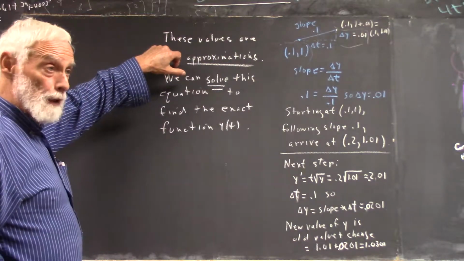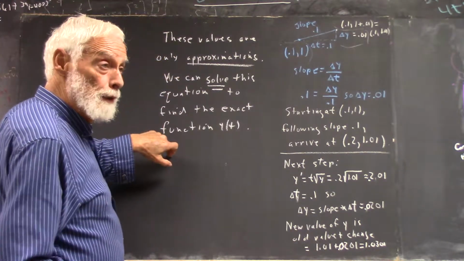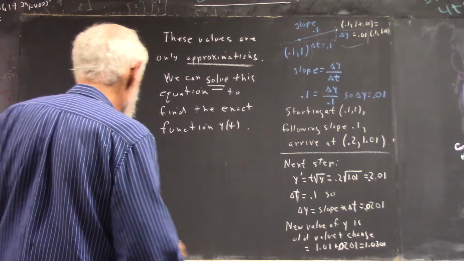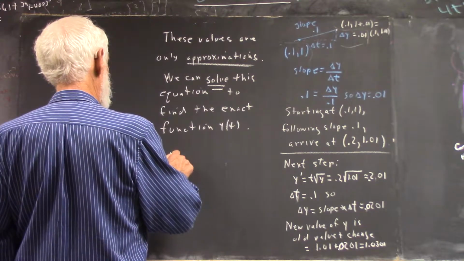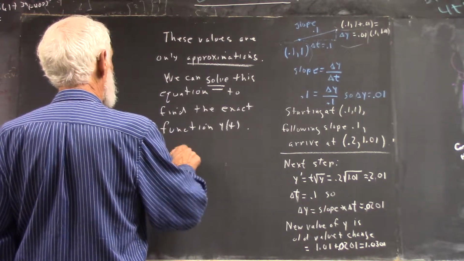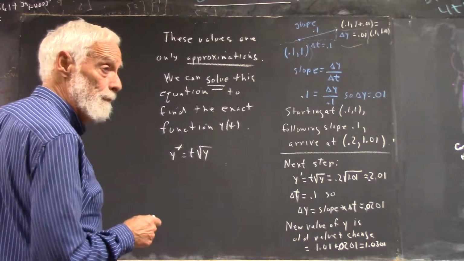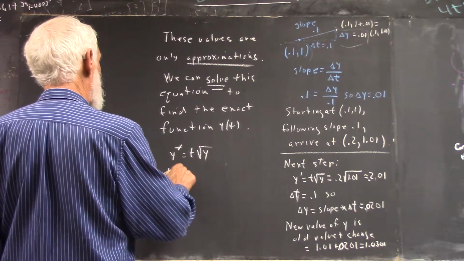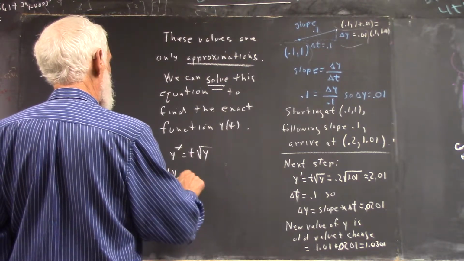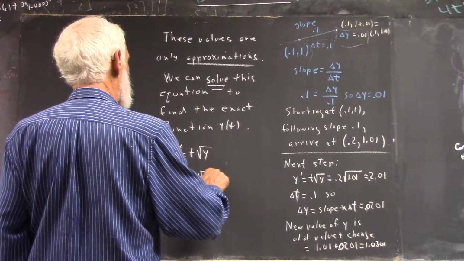As we said, these are approximations. Now let's actually solve the equation. Remember the equation was y prime equals t square root of y. I'm going to write this as dy/dt equals t square root of y.